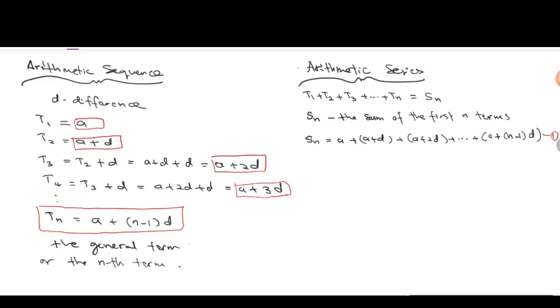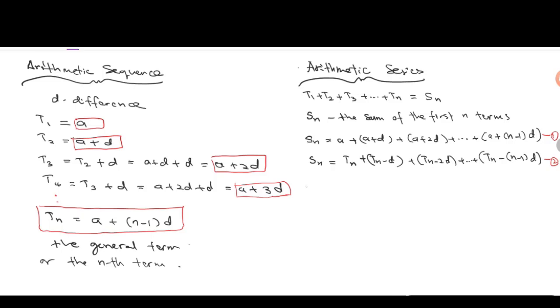Okay, we can write this series in descending order. That means we start from the nth term. If we start from the nth term, we have to subtract D to get the next term. So the next term will be T sub n minus D, plus T sub n minus 2D, plus up to T sub n minus (n minus 1)D. Let's say this is equation 2.